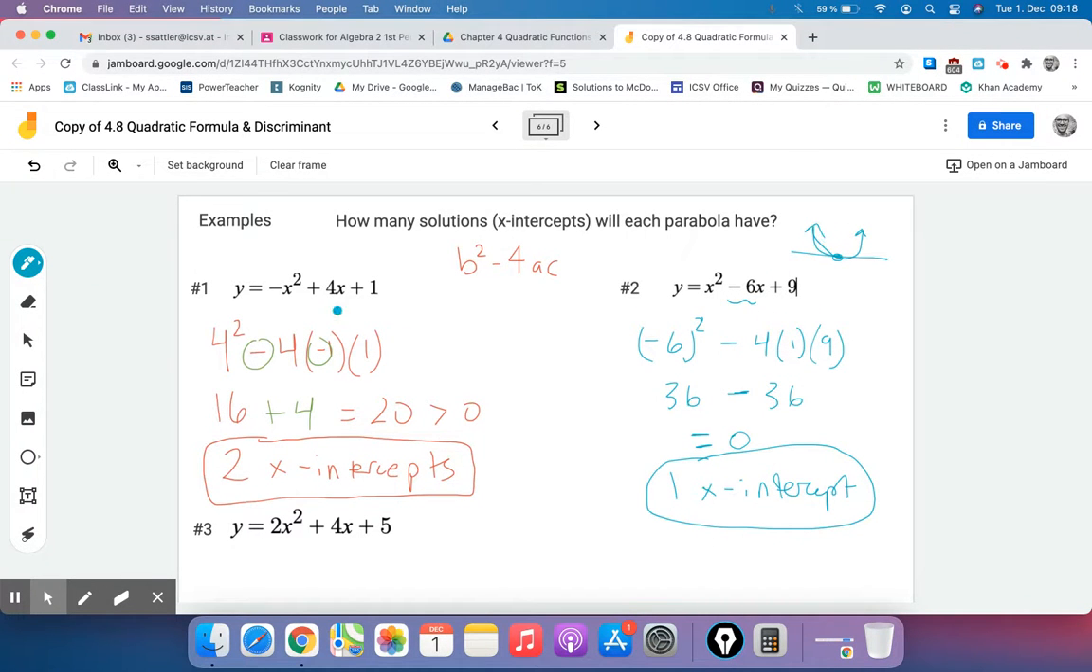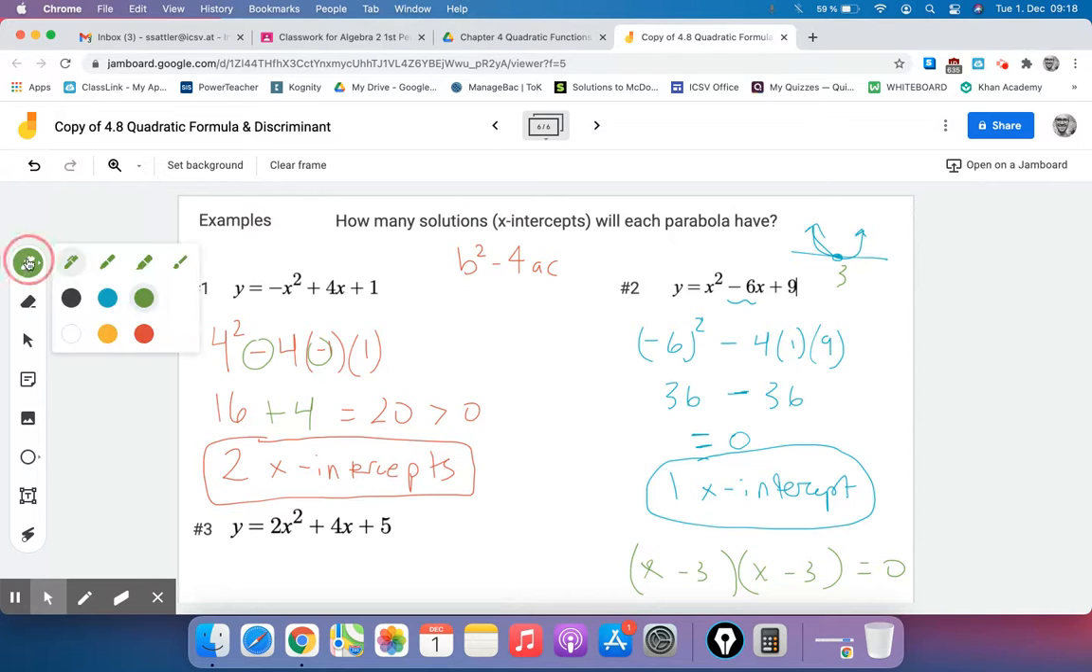Okay, and you could see that we could also factor this. Two numbers that multiply to get 9 and add to get negative 6. That would just be x minus 3 times x minus 3. Okay, and if we set that equal to 0, this is intercept form, we would see there's only one value of x. It would be 3.